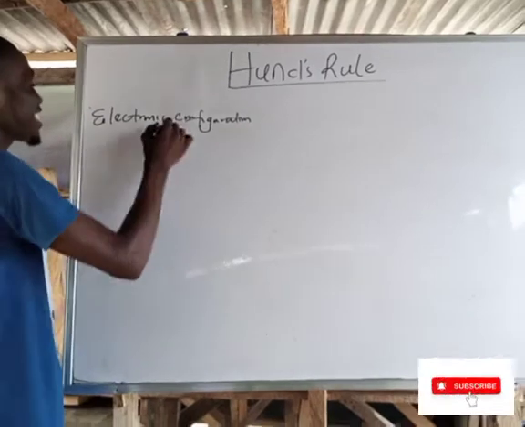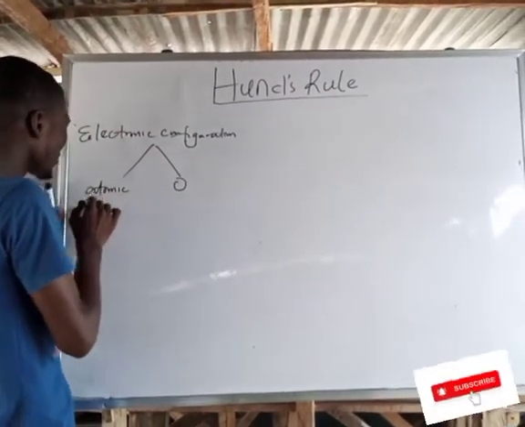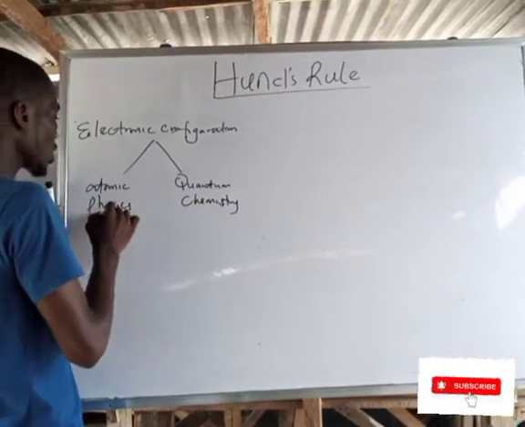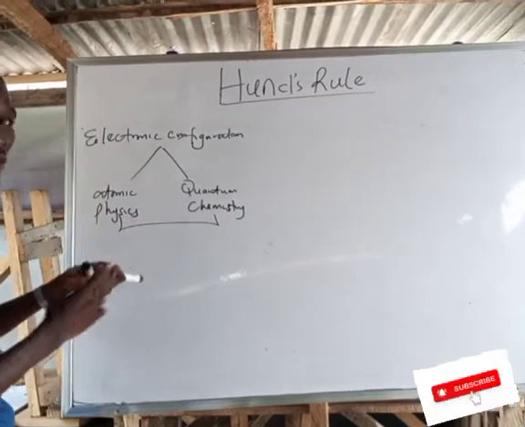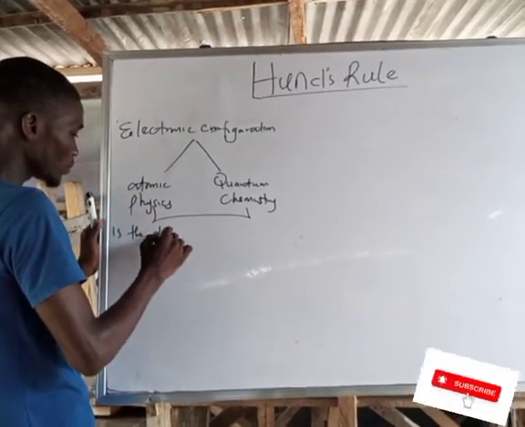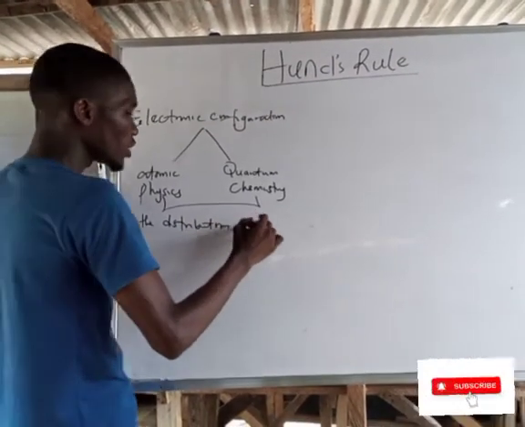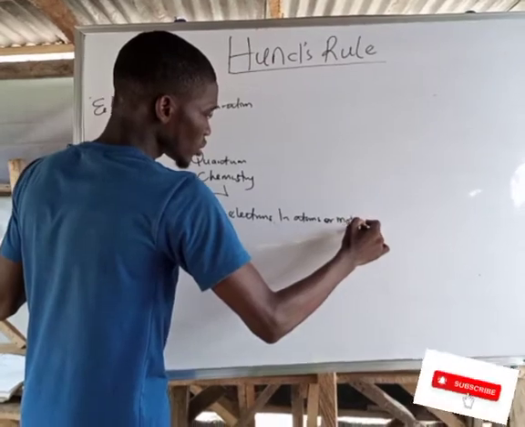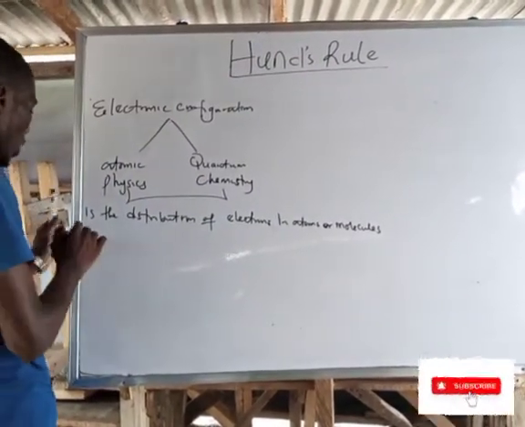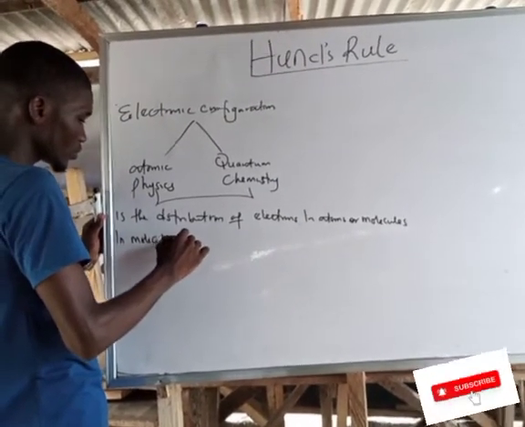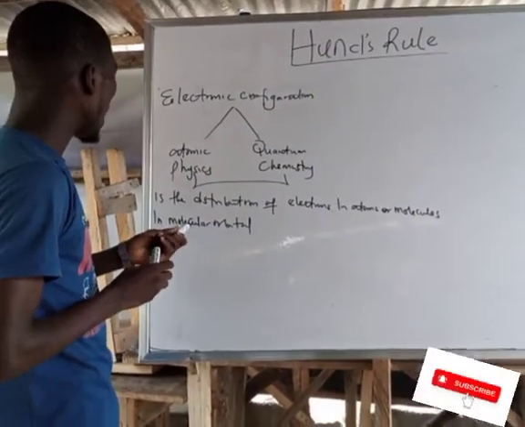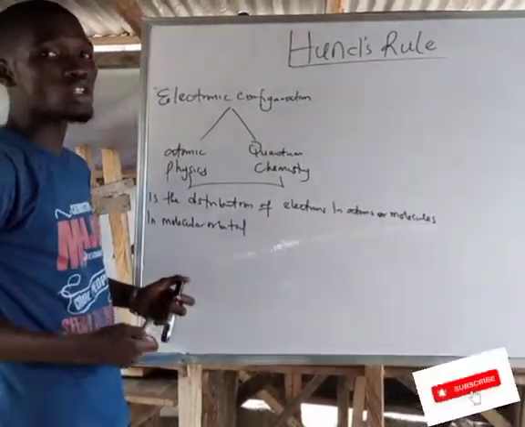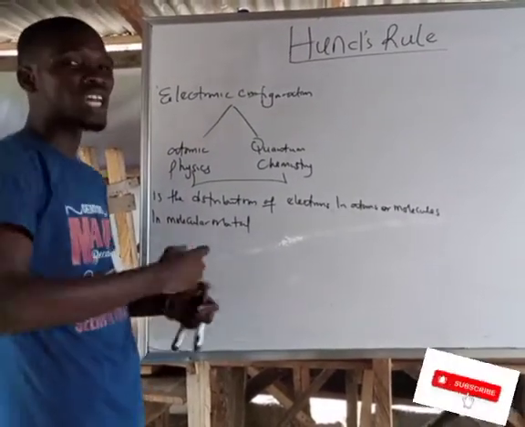In atomic physics and quantum chemistry, we are meant to know that electronic configuration is the distribution of electrons in atoms or molecules in molecular orbitals. So atomic physics and quantum chemistry make us understand that every electronic configuration must undergo what we call equal distribution of electrons in atoms.